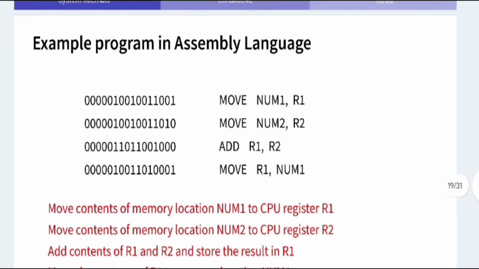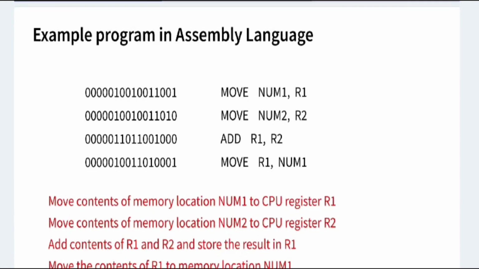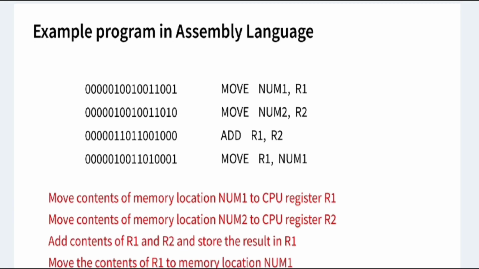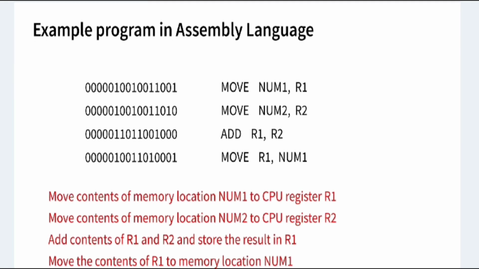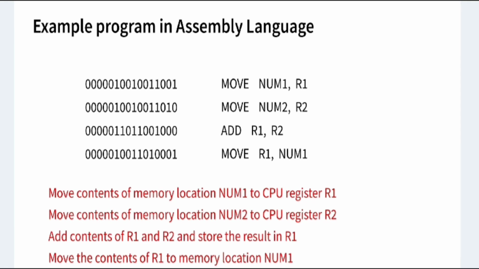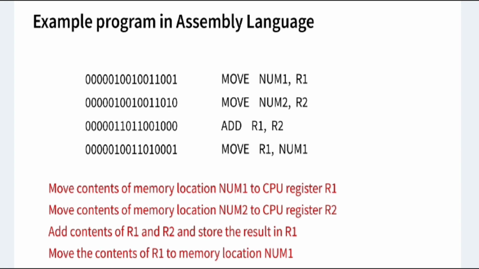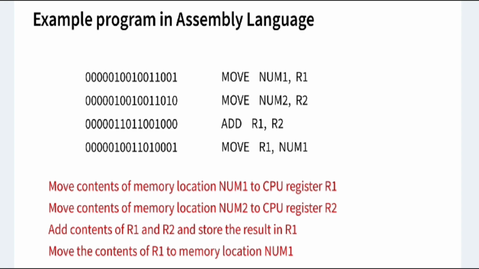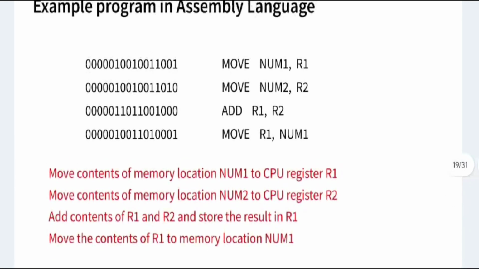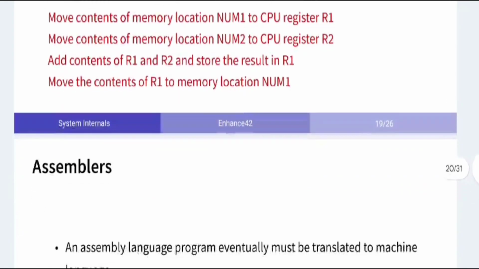Example program in assembly language. Here, the first code, which we already saw, reads number 1. In assembly language, we can write it as move num1, r1. And the second code we can write as move num2, r2. And in the third code, add r1 and r2. In the fourth, it will move r1 to num1. Move contents of memory location num1 to CPU register r1, which we have already seen.